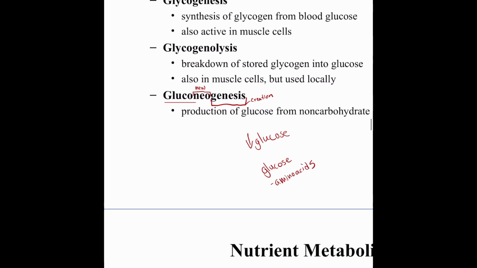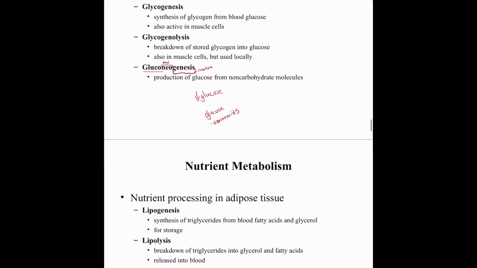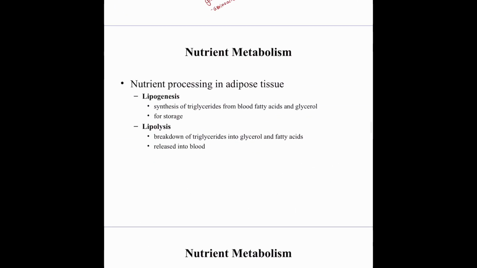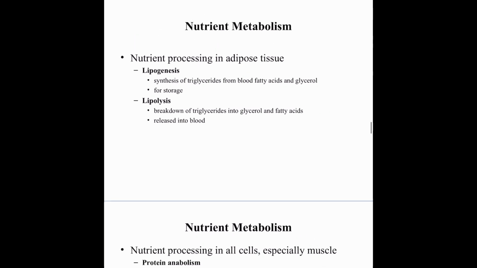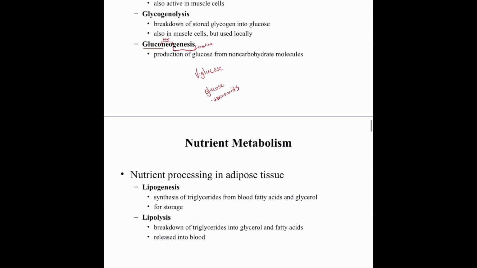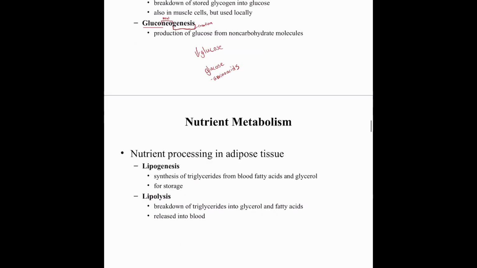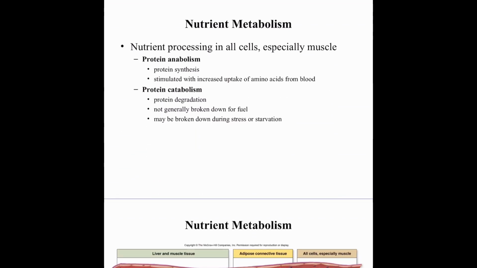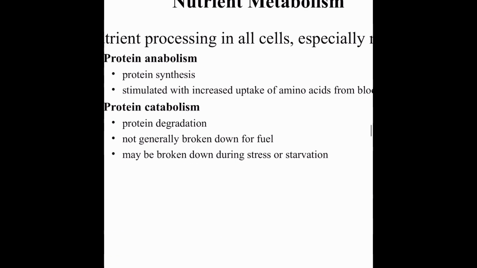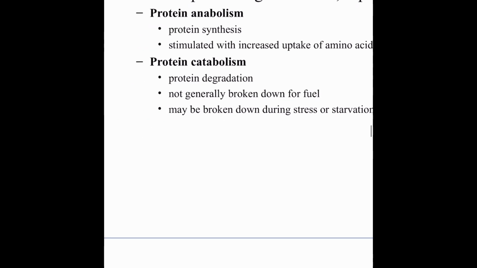And then you will read the other two. Again, same for here. Lipogenesis is actually from triglycerides. There's no liponeogenesis. And then protein anabolism and catabolism. Anabolism, I always say A for adding up, so you're creating a larger molecule, and catabolism for cutting down, so you're making smaller.